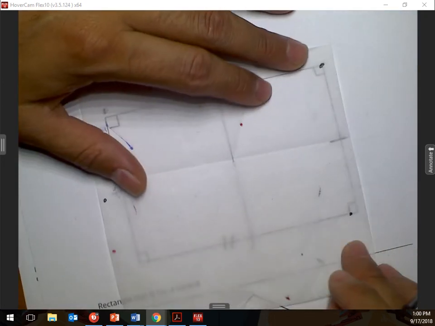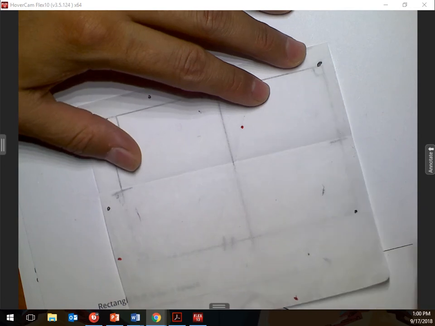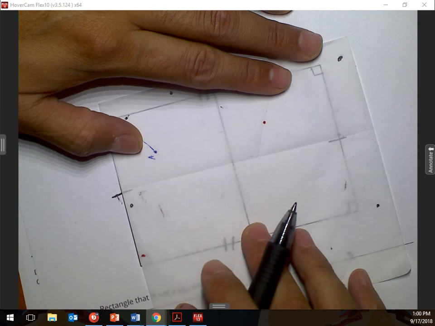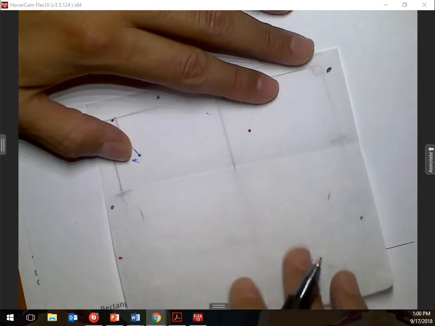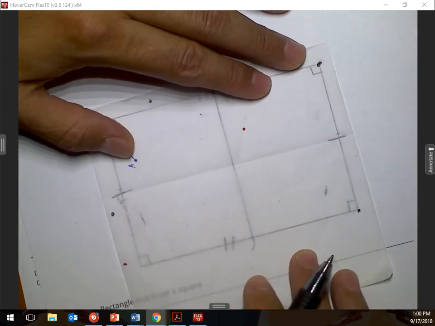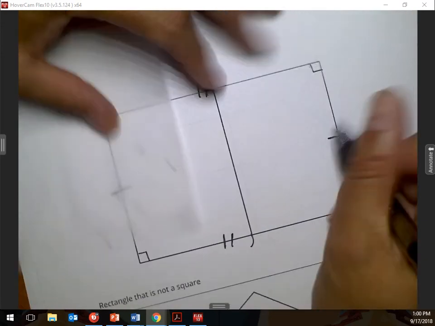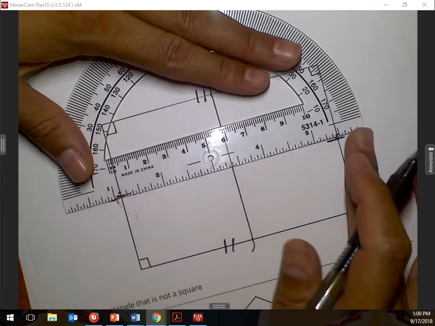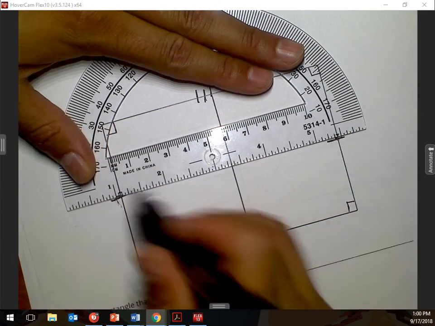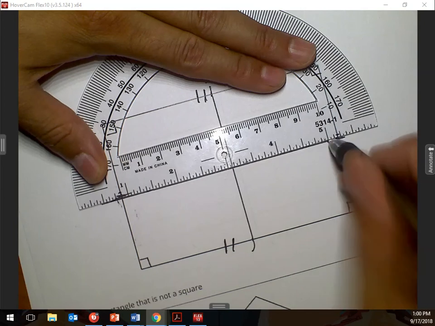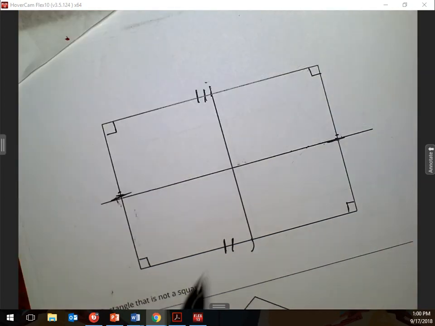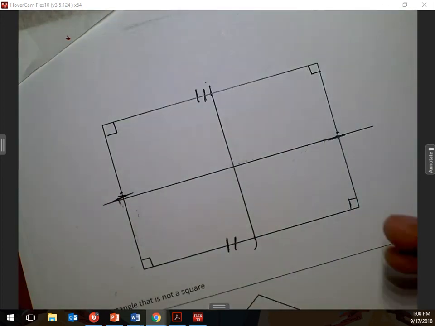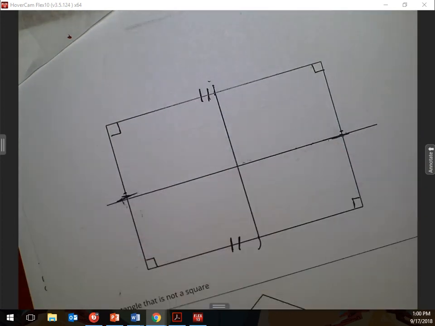All right. Now right here we have our line of symmetry. So it looks like it lines up right there. Okay, draw my line of symmetry here. So I have my line of symmetry. I have a vertical line of symmetry here, and I have a horizontal line of symmetry here.